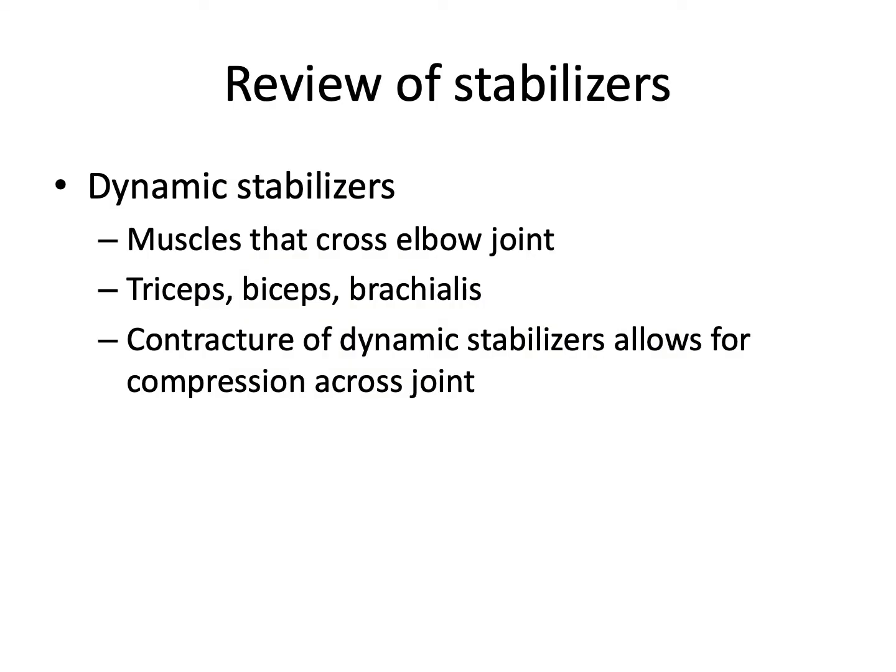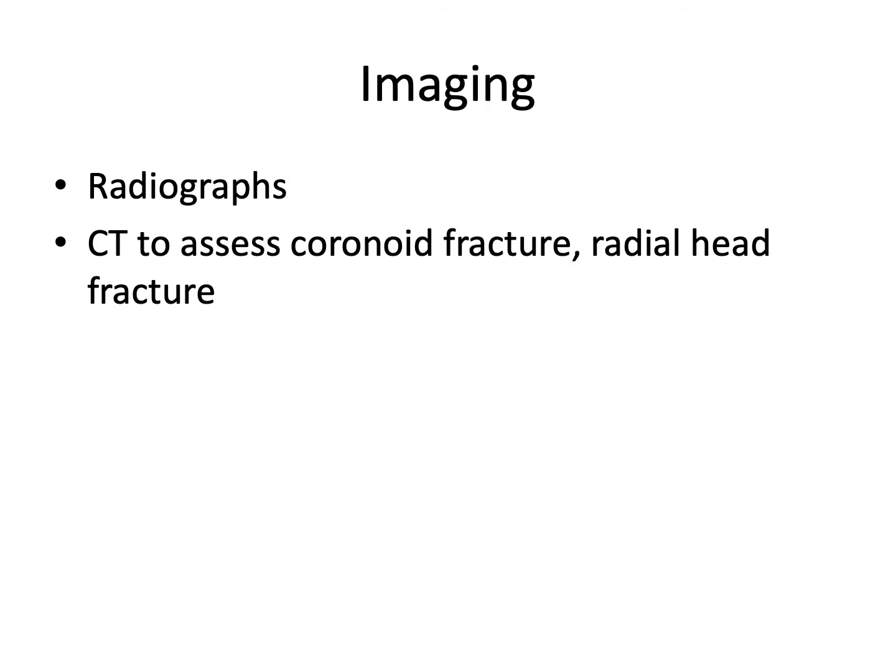There are also dynamic stabilizers of the elbow. These are muscles that cross the elbow joint: the triceps, the biceps, and the brachialis. Contraction of these dynamic stabilizers allows for compression across the joint and stability. Imaging consists of radiographs, and CT is very helpful to assess for the coronoid fracture and the radial head fracture.